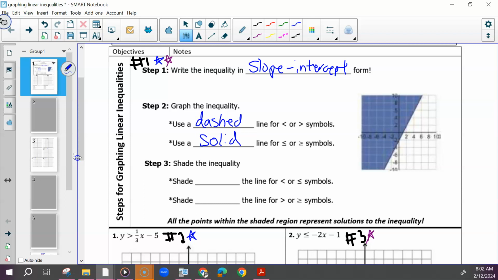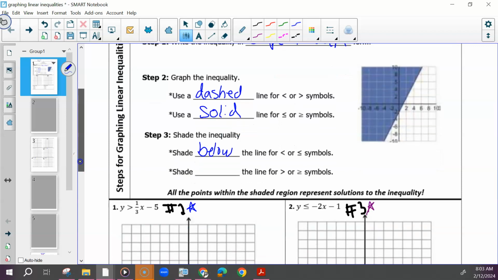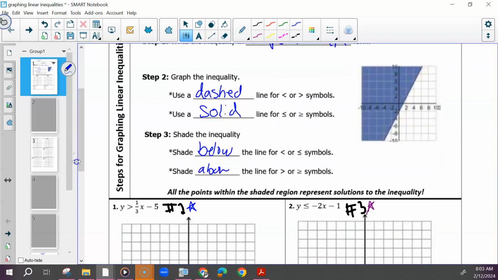And then because we're also saying these are all the points that could be solutions, we're going to shade it. Because I could put this is a solution, this is a solution, this is a solution, all the decimals, fractions, and whole numbers, and that would be a lot of dots, so instead of putting every single dot, they just shade it. So if it's less than or equal to, you shade below. And then greater than or equal to, you shade above. So let's do some examples.